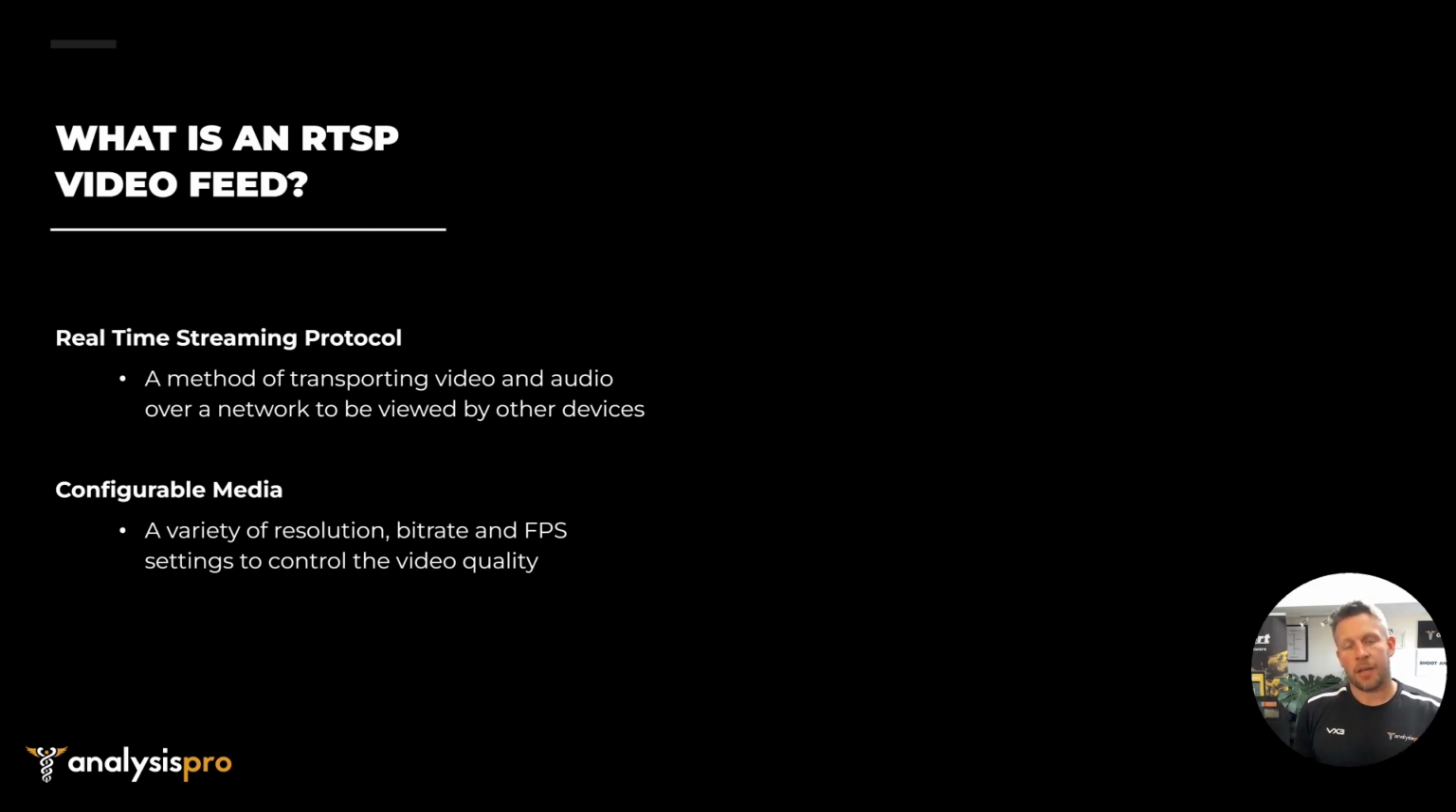And that media can be configured so you can set up things like the resolution, so 1080, 720, the bit rates and the FPS, like 25 frames per second, 50 frames per second on that RTSP feed, which makes it really useful for coming into video analysis software and sharing options.